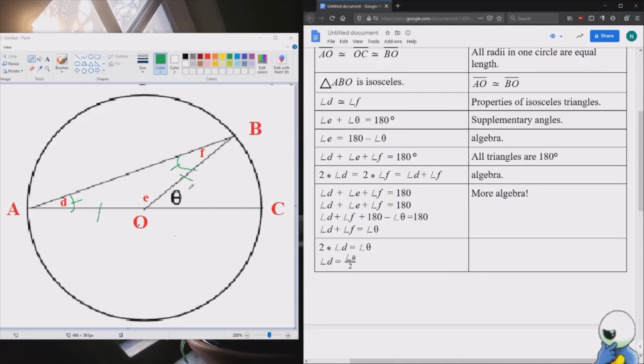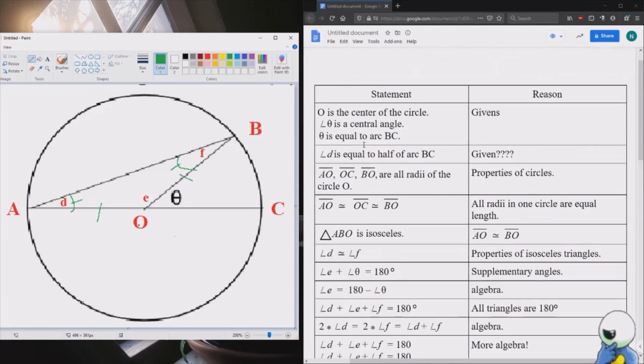Since theta was equal to BC, and we've now got half of theta equal to D, we've shown that the inscribed angle is equal to half the central angle, which is equal to half BC, which is what we were trying to prove at the start.